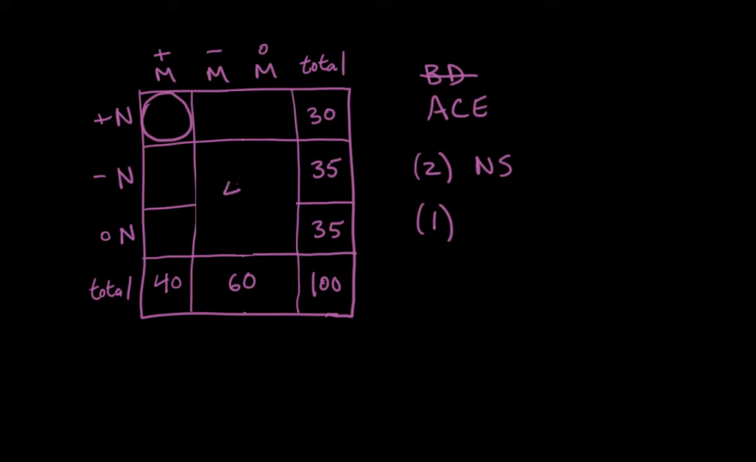So statement 1 tells us that the number of people that did not respond favorably for either candidate was 40 people. And since I know that the total in this column needs to be 60, I can put a 20 here. And since in this top row I know that the total needs to be 30, I can therefore put a 10 here in the box that we care about. So statement 1 is sufficient to get to that box and answer the question, making the correct answer A.